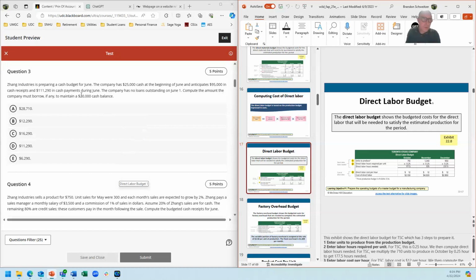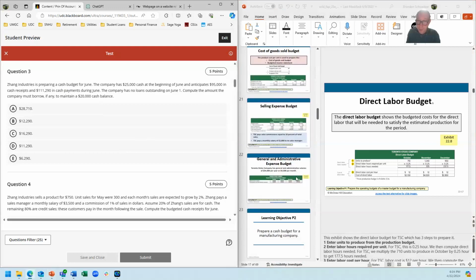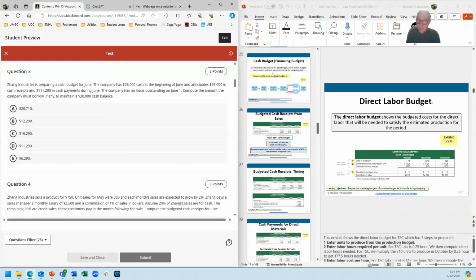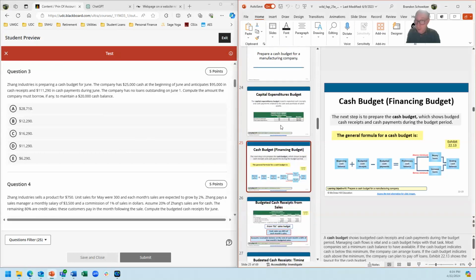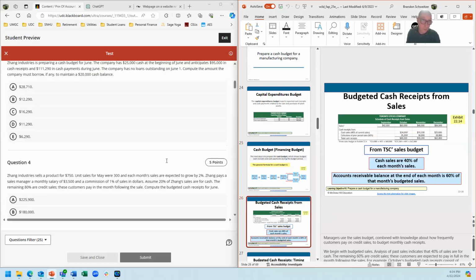Question 3, the cash budget. So that's right there, what I'm looking for. I come down in my PowerPoint slide, the cash budget. There we go. Here's my formula for the cash budget. Company has 25,000 in beginning of June, anticipates 95,000 receipts, and 111,000 cash payments in the month of June. You see where we're going with this. You're just following that formula. And then, of course, the example on the following slide to help you answer question 3.